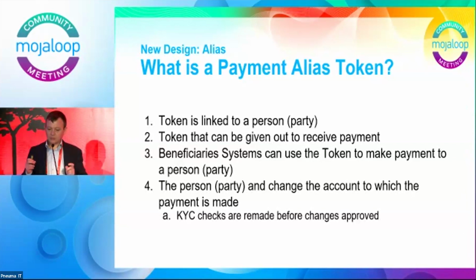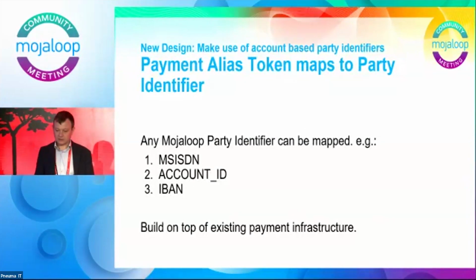Then the person or party, we also call people parties in Mojaloop, can change their account to a different account provider. That token can still be used, and it'll then pay the different account provider. When we allow that person to make that change, we remake some of the KYC checks to make sure that the account does actually correspond to the person. So that's, at a high level, what we mean by a payment token.